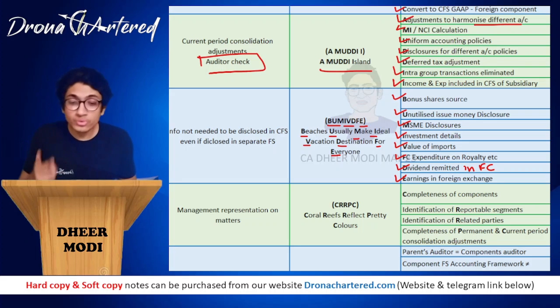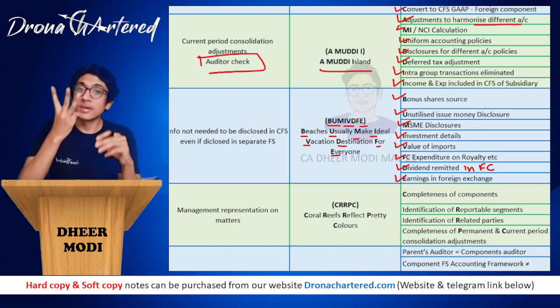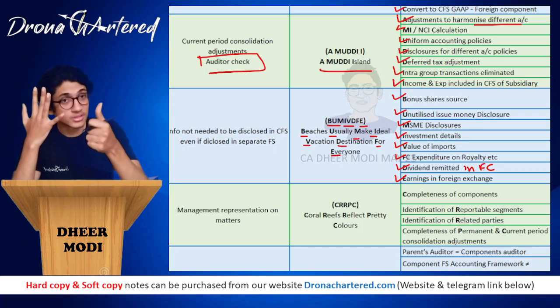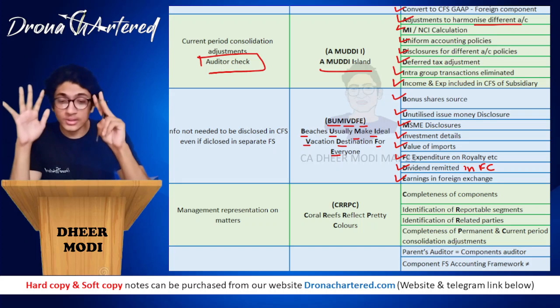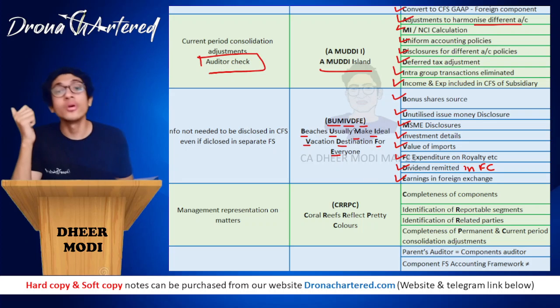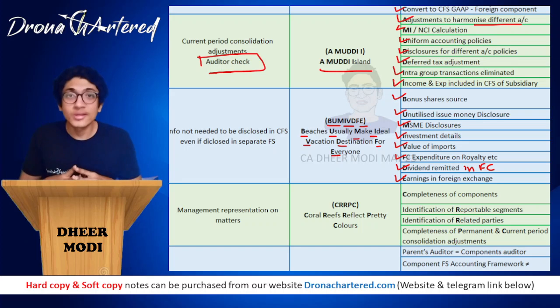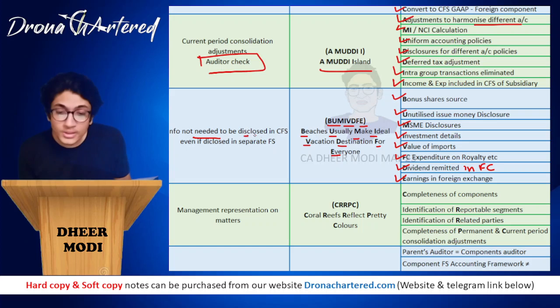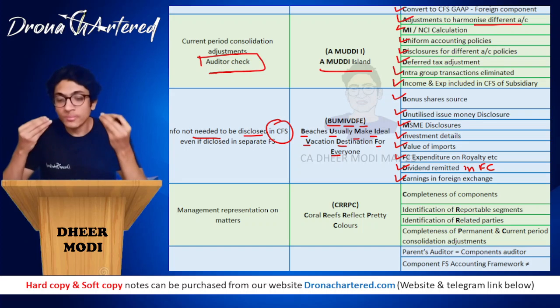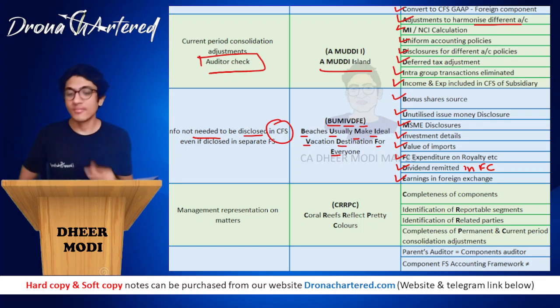So, beaches usually make ideal vacation destination for everyone. Okay, so these are your 8 points. Your vacation destination, you need not put a story on Instagram. You need not disclose it to everybody. So this is information not needed to be disclosed in your CFS. Okay, you need not disclose this to everyone because beaches usually make ideal vacation destination for everyone.